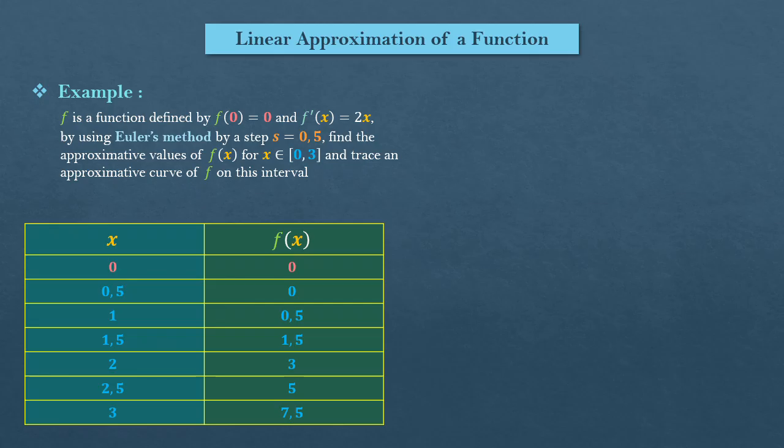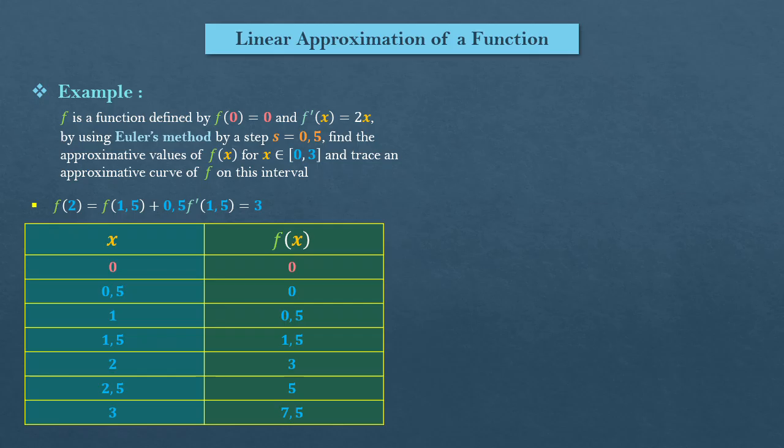Now as according to our method, f of 0.5 equals f of 0 plus 0.5 times f prime of 0, we find that the image of the abscissa 0.5 by the function f equals 0. After that, as f of 1 equals f of 0.5 plus 0.5 times f prime of 0.5, we find that the image of the abscissa 1 by the function f equals 0.5. Then, as f of 1.5 equals f of 1 plus 0.5 times f prime of 1, we find that the image of the abscissa 1.5 by the function f equals 1.5.